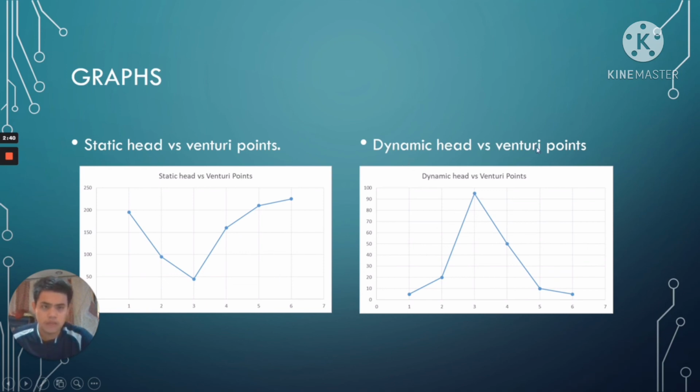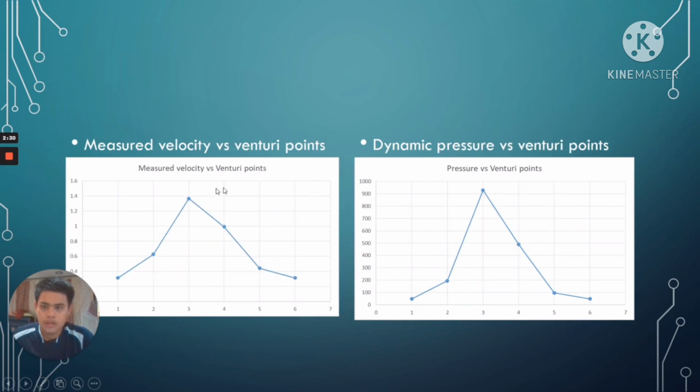Dynamic head versus venturi points. We can see that the dynamic head is at its maximum at the smallest inner diameter of the venturi points. The measured velocity is also at its highest at point 3, which is the smallest inner diameter. For pressure versus venturi points, we can see that the pressure is also highest at the smallest inner diameter of the venturi points.